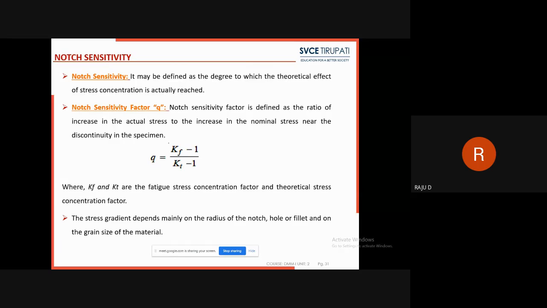That formula is q equals (kf minus 1) divided by (kt minus 1). q is called the notch index or notch sensitivity factor. kf is called the stress concentration factor. kt is called the theoretical stress concentration factor. So we have to find out this kt value. The q value they will give. The kt value you have to calculate based on the specimen.